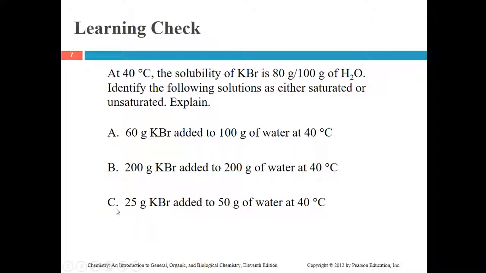So then let's look at this last one, C. 25 grams of KBr is added to 50 grams of water. Well, different ways that we could look at that. 25 to 50 is half of that. That is a 50%. And since this solubility is 80%, then we know that this is 50%, less than 80%, so we still have more room to dissolve more solute in it. So it is considered unsaturated.